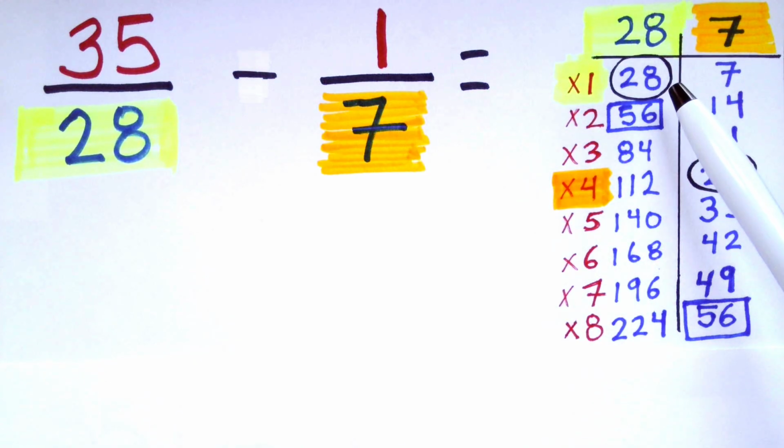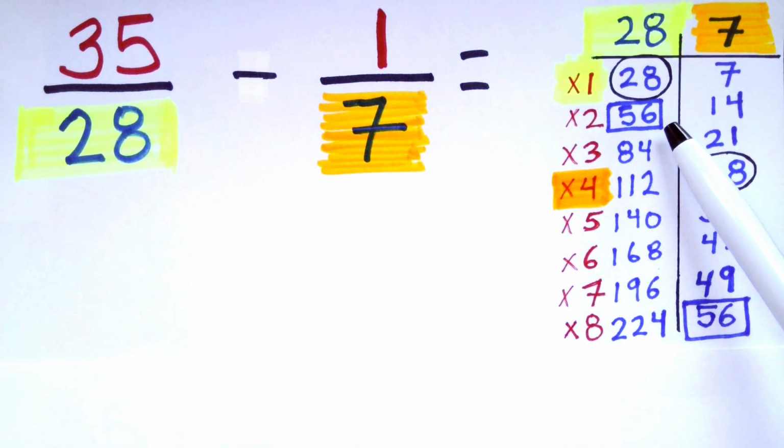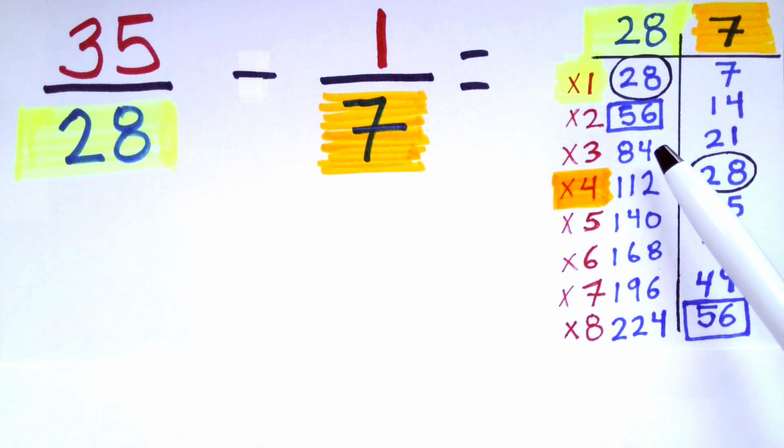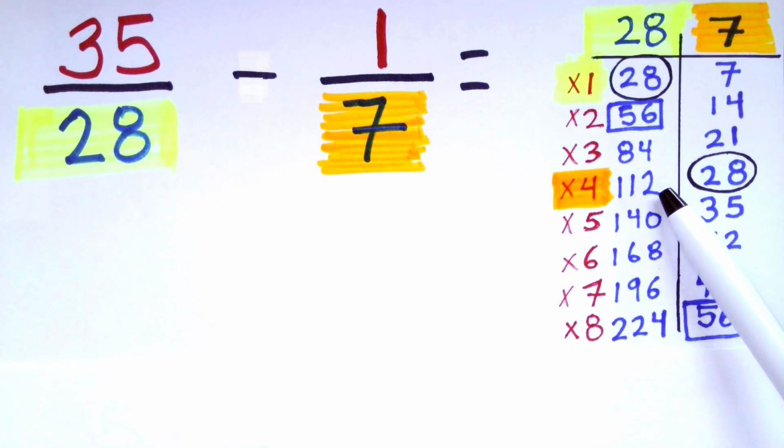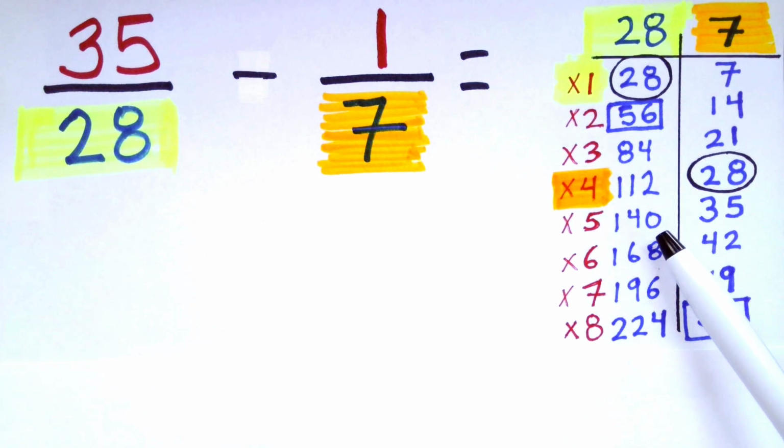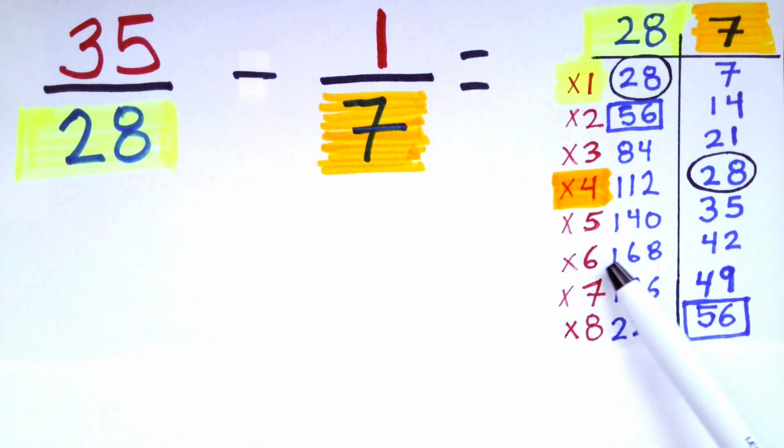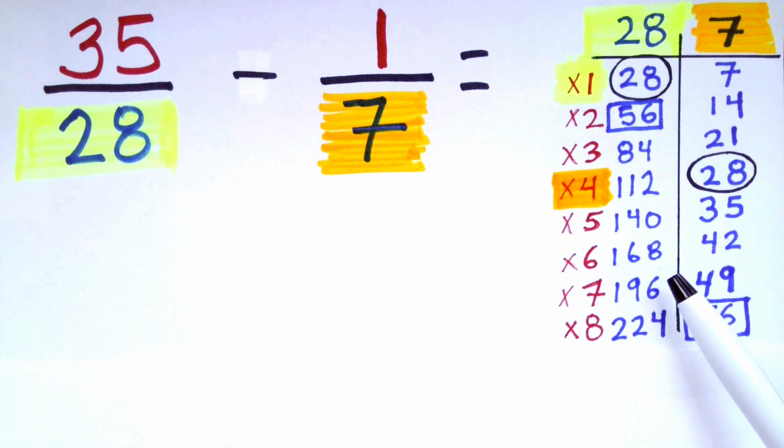28 times 1 is 28. 28 times 2 is 56. 28 times 3 is 84. 28 times 4 is 112. If I add 28 to 112, that'll give me 28 times 5, which is 140. 140 plus 28 is 168. That's 28 times 6. For 28 times 7, you add another 28 to 168, and that gives you 196, right? And 196 plus another 28 is 8 times 28, which is 224.